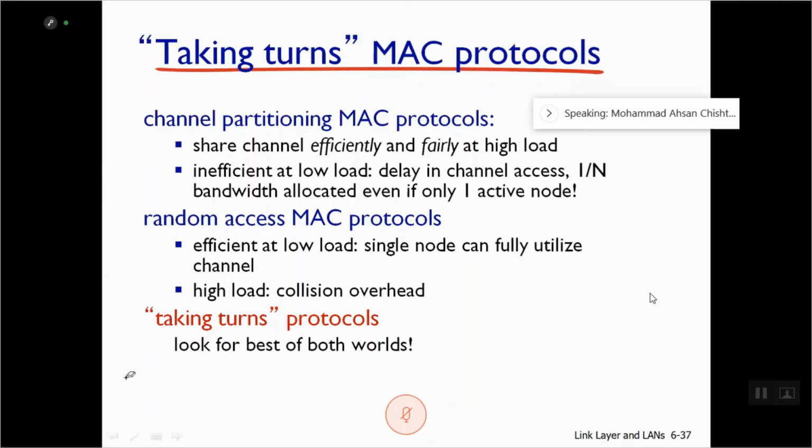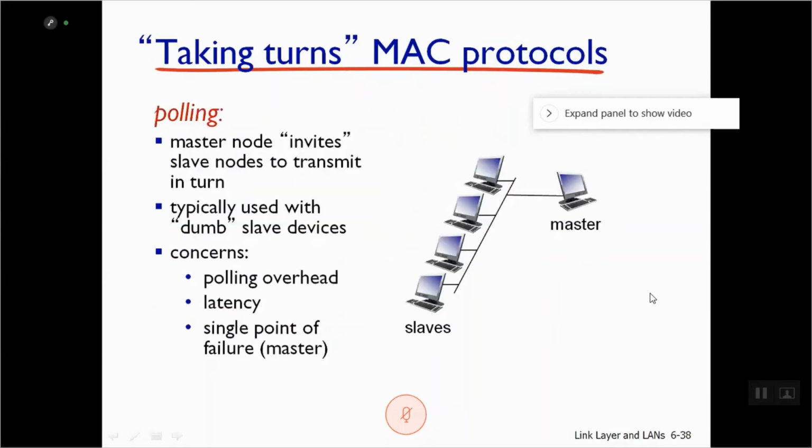That's why we have a third important protocol, the taking turns protocol, in which it shares the channel efficiently and fairly at high loads. It looks for the advantages of both random access as well as channel partitioning. And among this, we have the first one as the polling protocol.